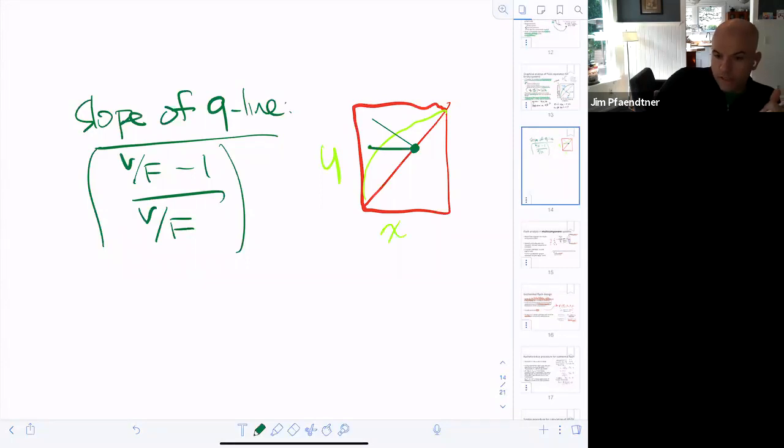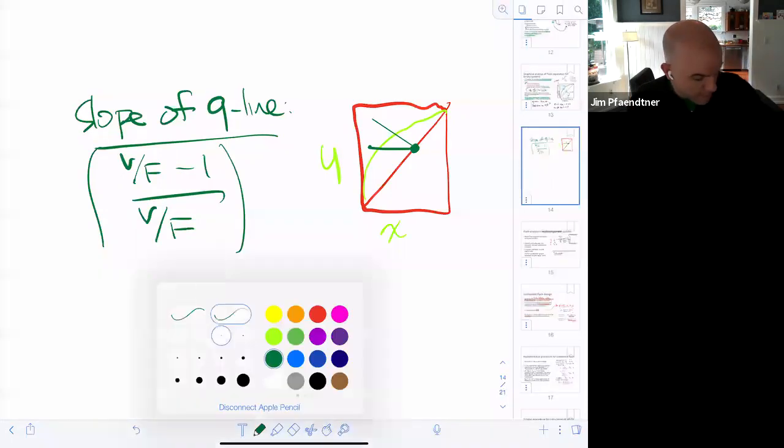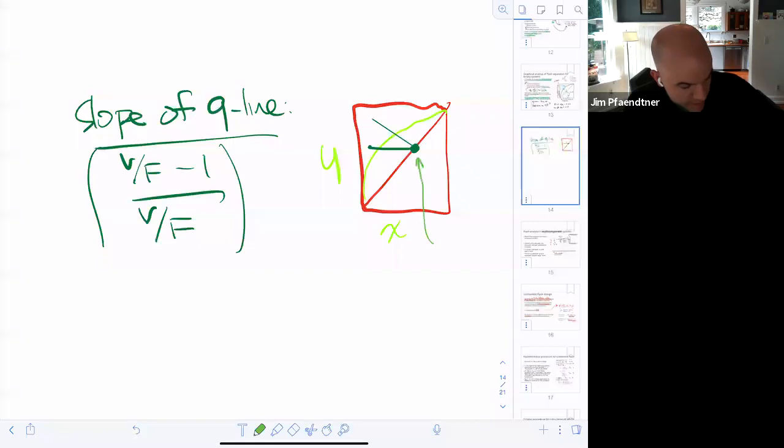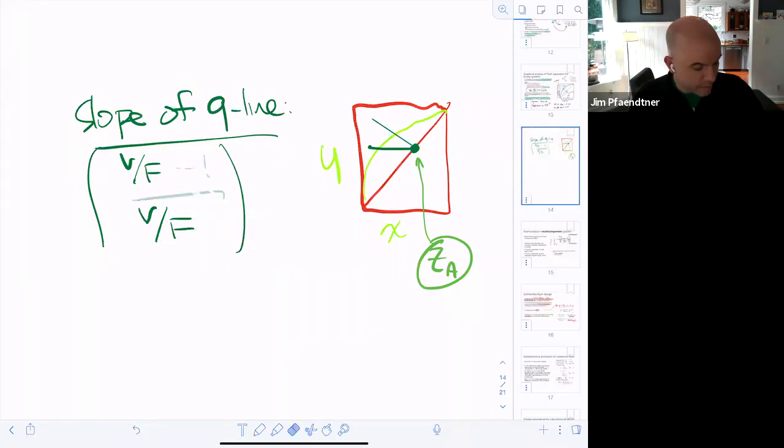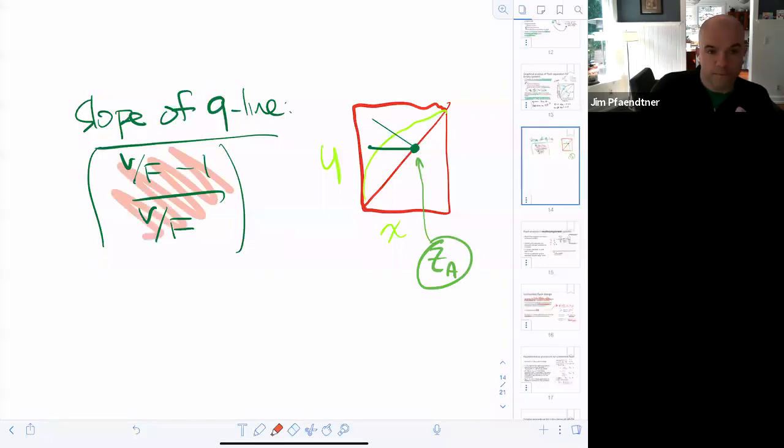The second question: how do I know which points to connect to draw the Q line? As a reminder, the 45 degree line, that's ZA, the feed composition. So step one, we initiate the Q line, or the operating line, from the 45 degree line, and then we know the slope. So then we can begin to draw the Q line because we've calculated the slope using this relationship. Then the Q line extends from the 45 degree line and connects with the equilibrium line.